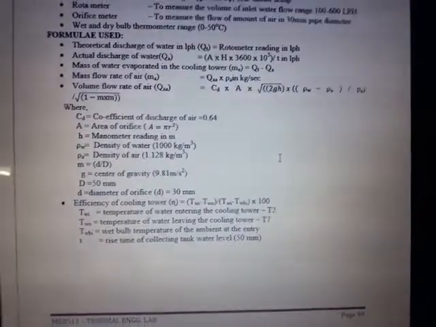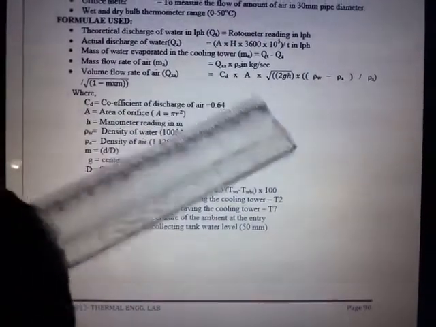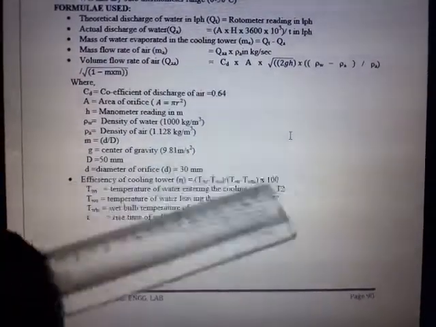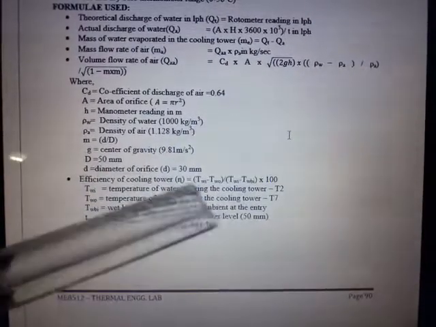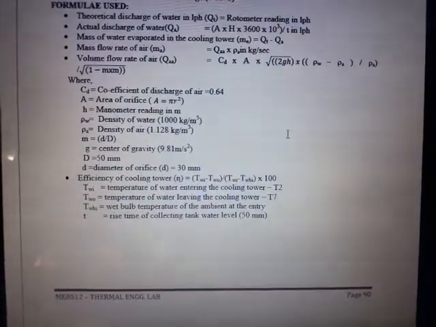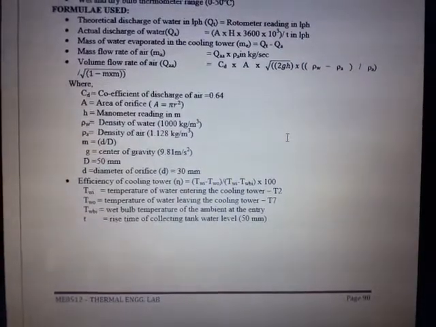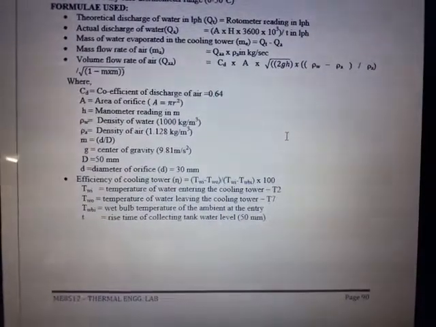In this experiment we have determined two values. First is how much water, in kg per second, is evaporated through this process. Second is the efficiency of the cooling tower, calculated using the given formula. These are the two quantities we determined using this experiment.